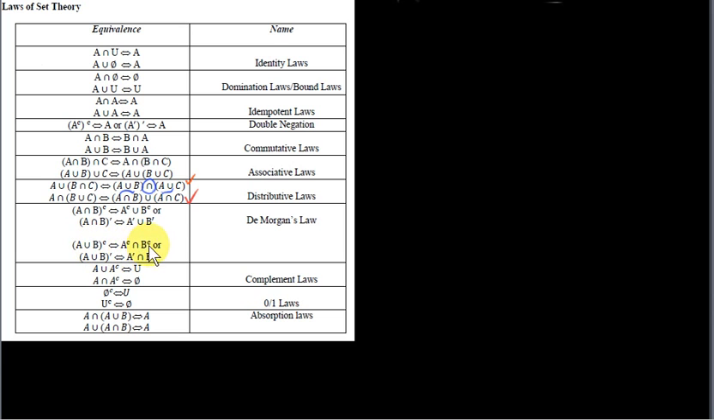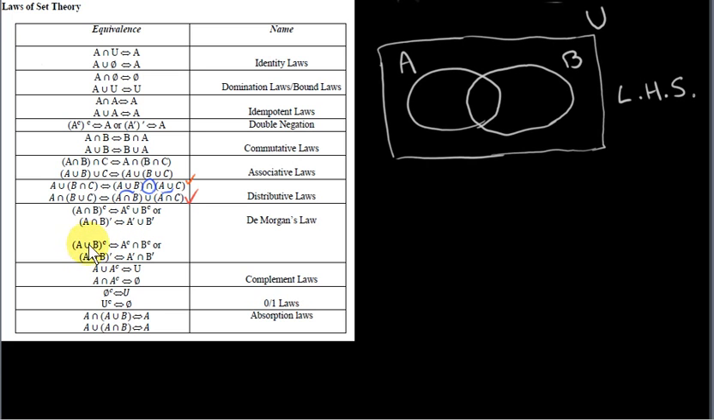To get the second De Morgan law, we replace the intersection in here with a union, and on the right hand side we replace this union with an intersection. So we just interchange the intersection and the union symbols. So let's look at the left hand side of this second De Morgan law. A union with B complement. Well, A union with B is everything inside A and B. So the complement of this region is everything outside it.